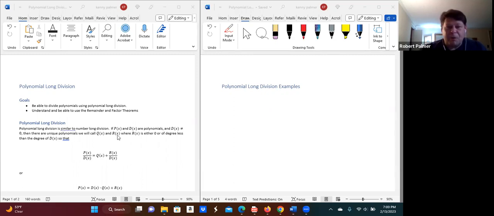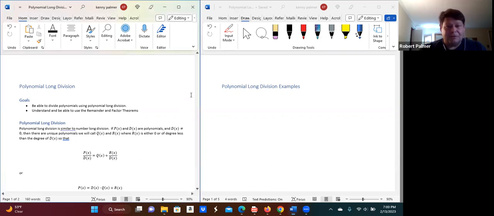So in a mathematical way, we'd say that if p of x and d of x are polynomials, so we start out with p of x divided by d of x, and of course d of x can't be 0, or else it would be undefined. Then the answer is the quotient, q of x, and then a remainder, r of x over d of x. These can all be functions of x.